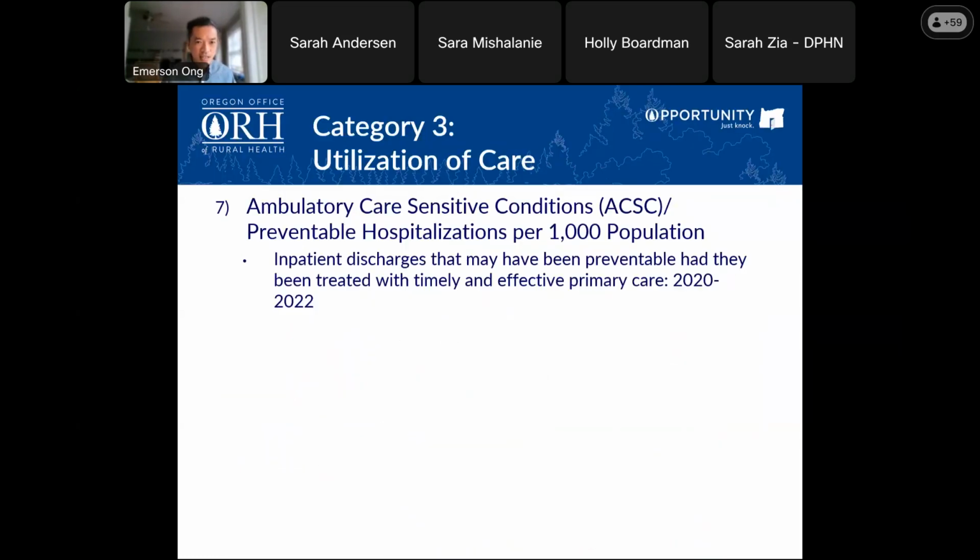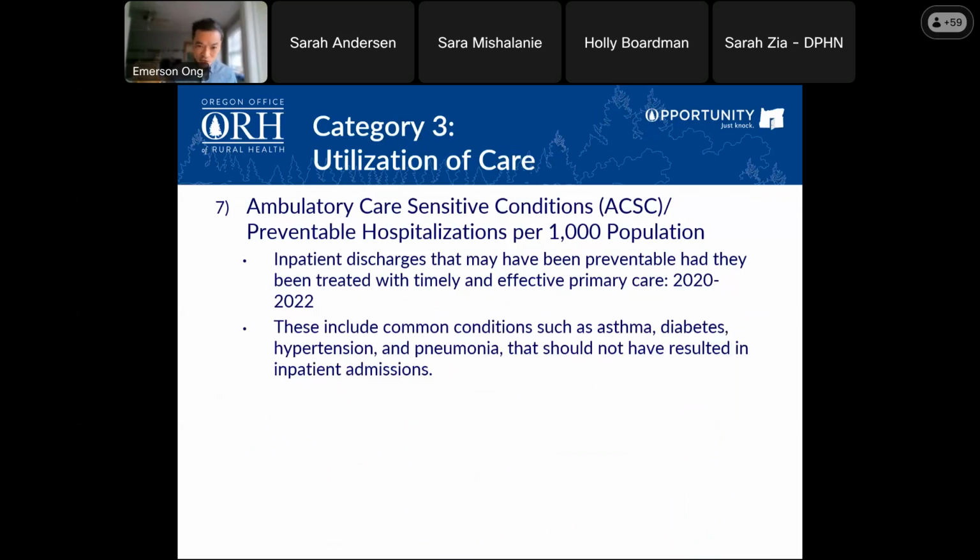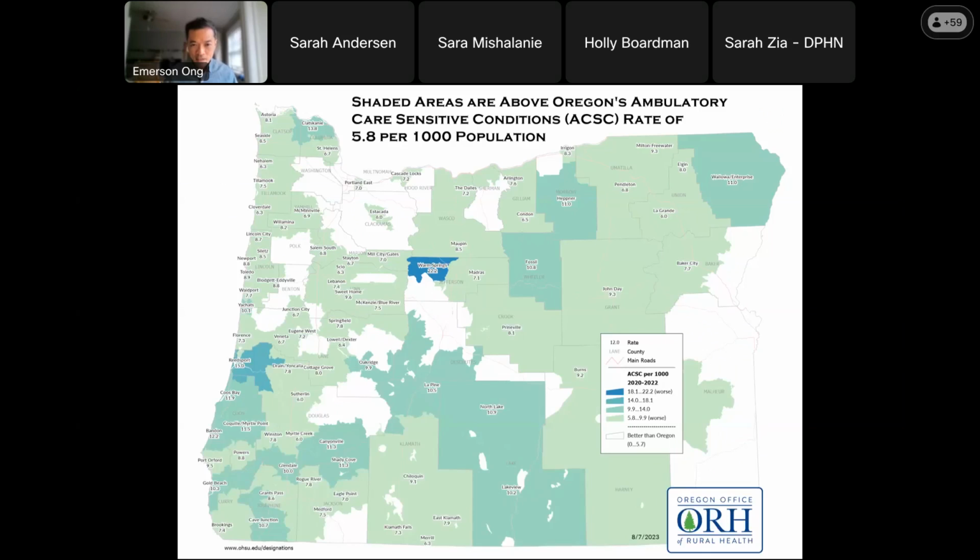Seventh variable is ambulatory care sensitive conditions, also known as preventable hospitalizations. These are inpatient discharges that should have been preventable had they been treated with timely and effective care. These include conditions such as asthma, diabetes, hypertension, and pneumonia. For the state as a whole, there are 5.8 preventable hospitalizations per 1,000, and Warm Springs has 22.2, Reedsport has 15, Blount Enterprise 11.